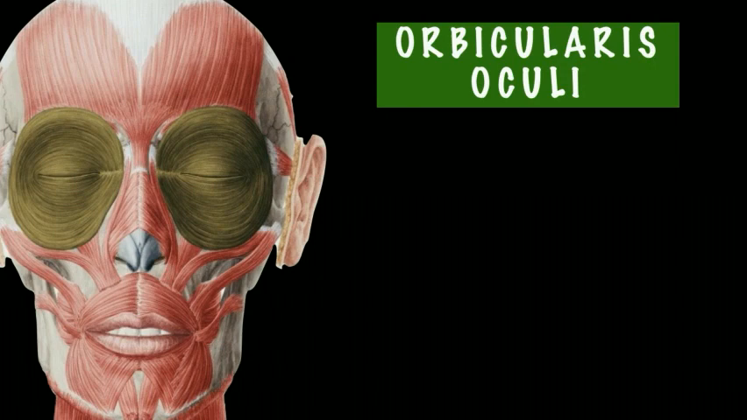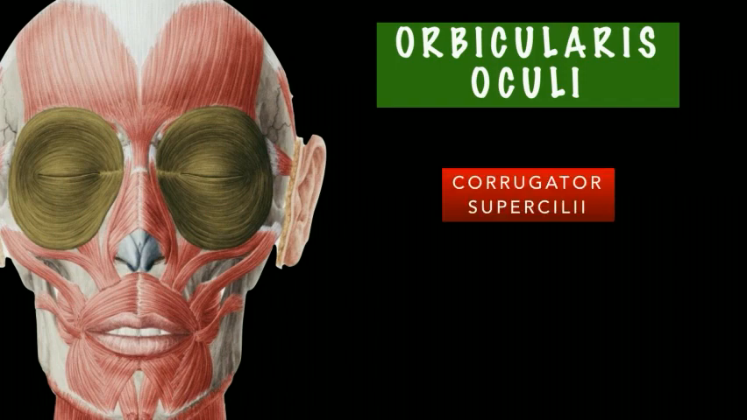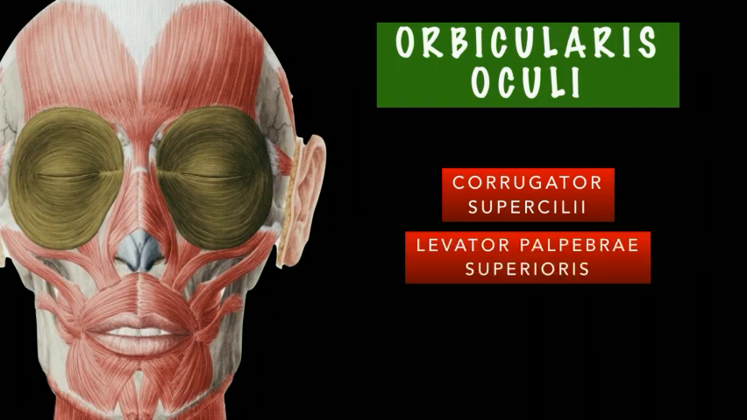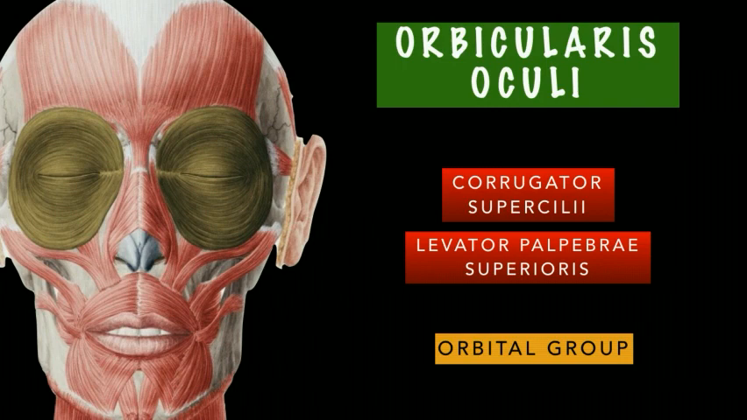In this video we will be discussing the anatomy of Orbicularis oculi. Orbicularis oculi is a paired, flat and broad-based muscle that surrounds the circumference of each orbit and the adjacent periorbital region. Together with the corrugator supercilii and the levator palpebrae superioris, it is a part of the orbital group of muscles.